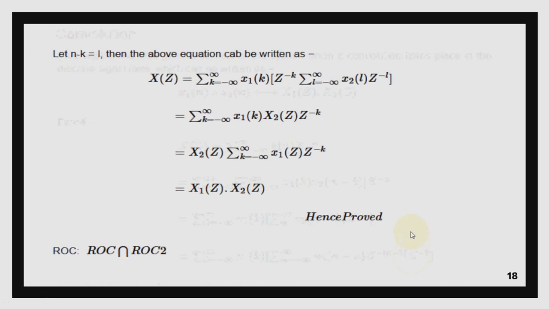So let n minus k is equal to L, then the above equation can be written as X(z) equals summation k equals minus infinity to infinity x1(k) z raised to minus k, summation L equals minus infinity to infinity x2(L) z raised to minus L. That is equal to summation k equals minus infinity to infinity x1(k) into X2(z) into z raised to minus k. So that becomes X2(z) into summation minus infinity to infinity x1(k) z raised to minus k. This term is nothing but X1(z). Hence proved, and the ROC is the intersection of ROC1 and ROC2.